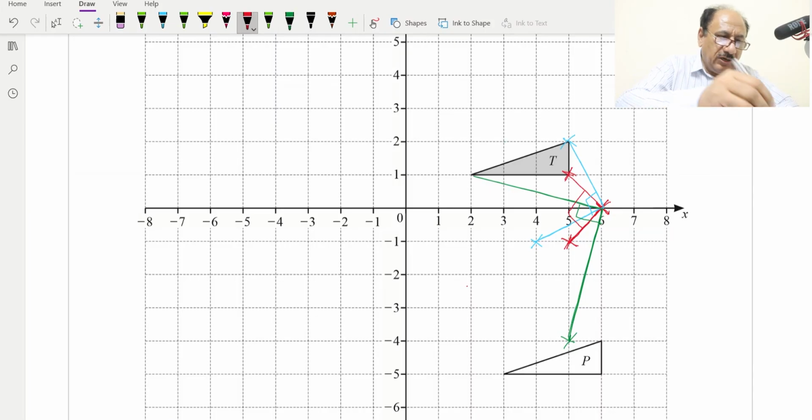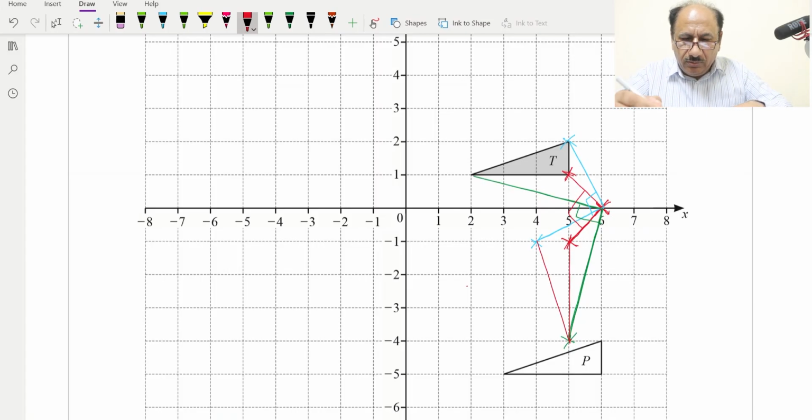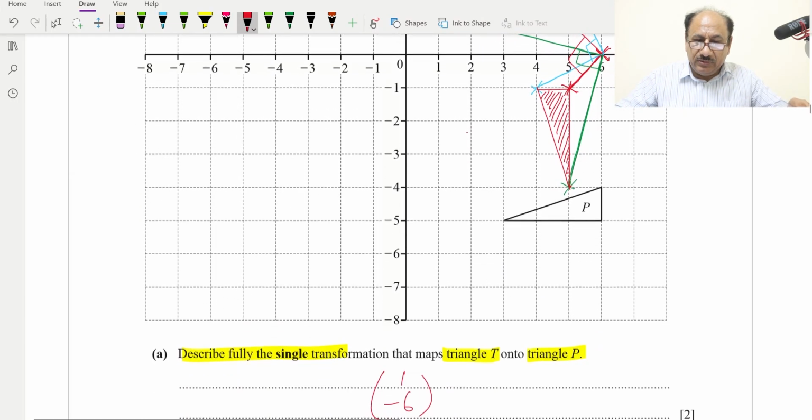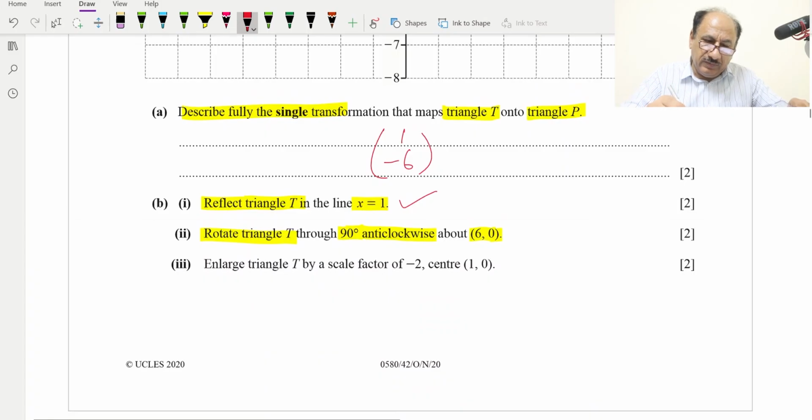Now we just have to join them to get the rotated triangle, and this is what we are joining, and we are joining like this one. So this is the rotated triangle. If I fill it, this one is basically the rotated triangle, 90-degree rotation anti-clockwise about the center of rotation, which is 6 and 0. And this is the diagram which we have done for this second part.